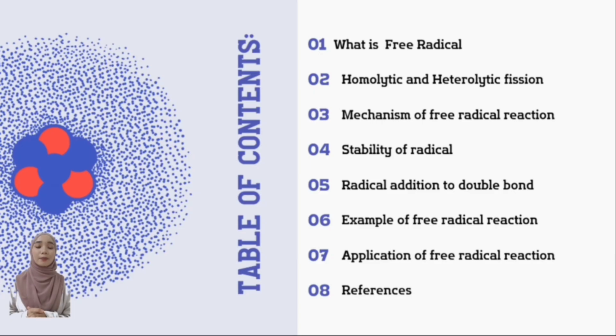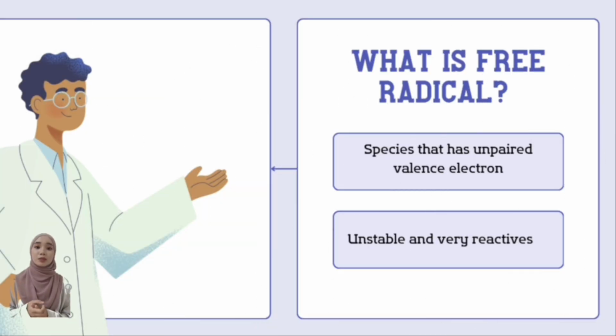So first and foremost, let me explain the most important part of this presentation, which is the definition of the free radical. So what is a free radical? A free radical is a species, which could be an atom, molecule, or even an ion, that has an unpaired electron. This free radical species is formed through non-polar bond breaking. It is well known for its properties, which are unstable and very reactive.